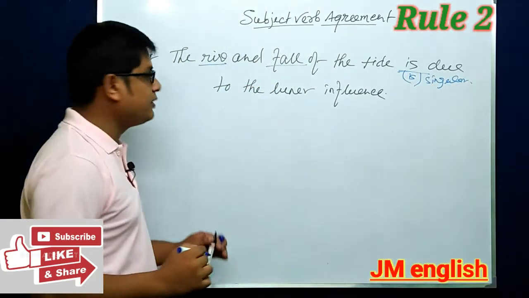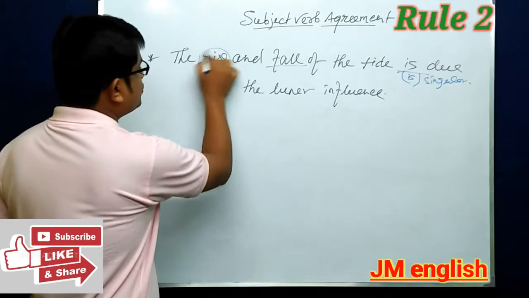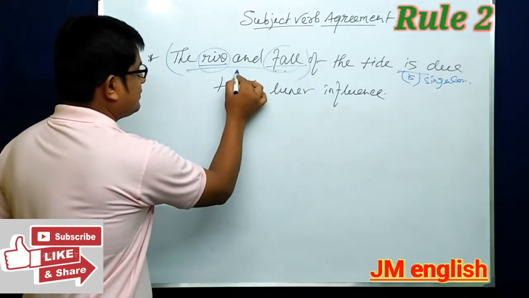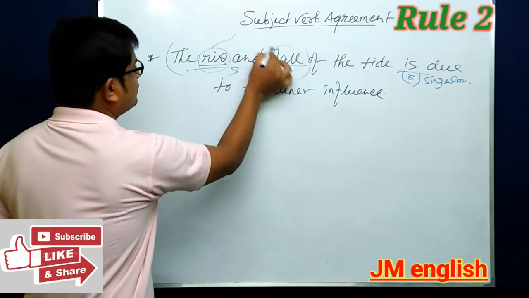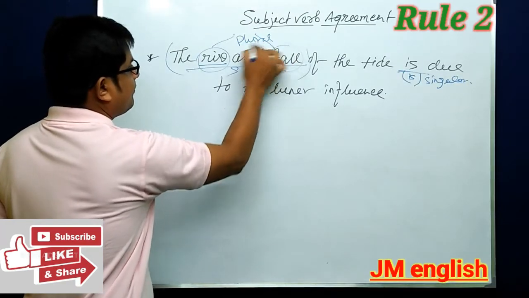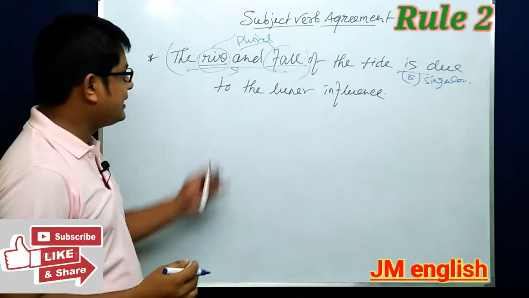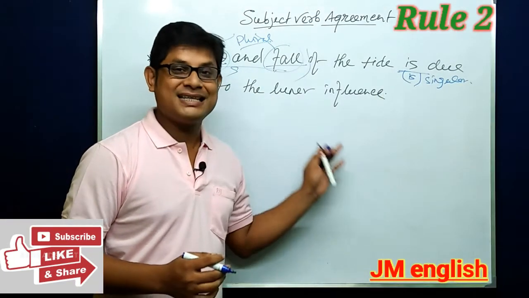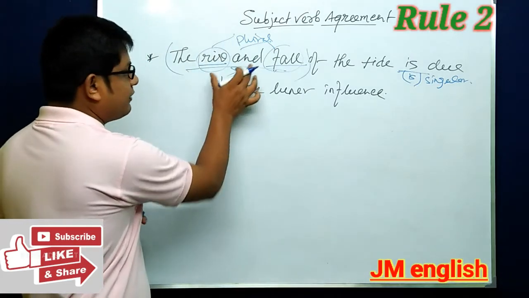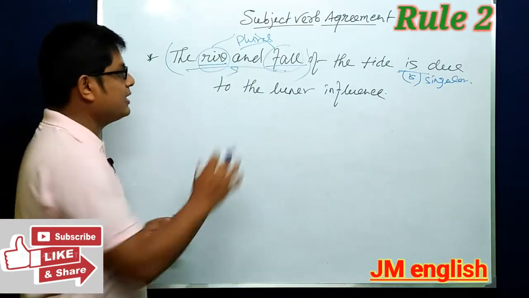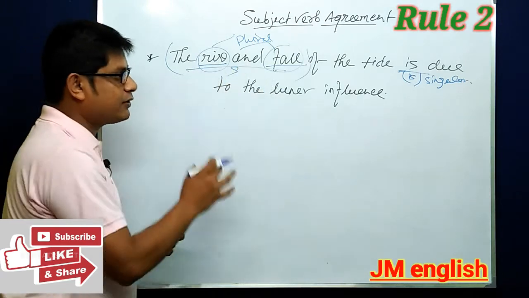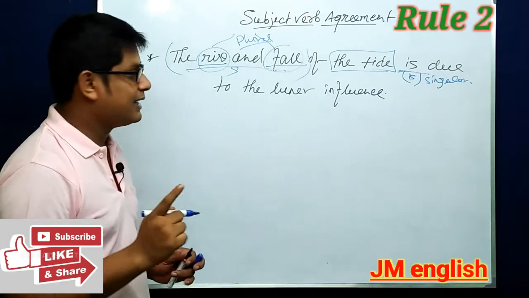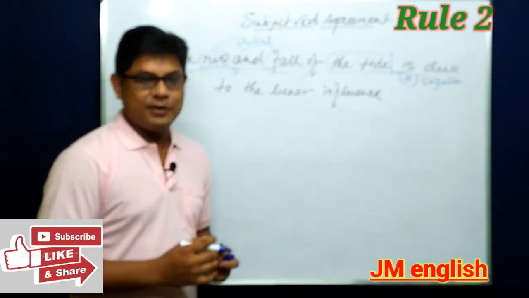I have used singular form, but over here you have two nouns together as subject. Clear? So we have two, that means plural. Right? So you can say that if the subject is plural, then your verb should be in plural form. But over here the exception is when these two refer to one single idea or single thing. So over here the rise and fall refer to one single thing, that is the tide.